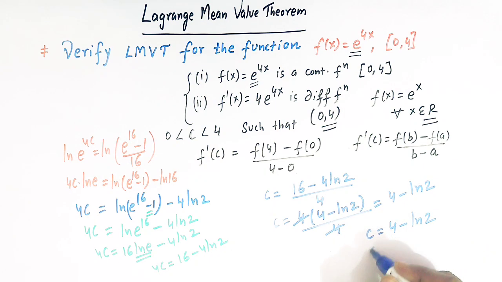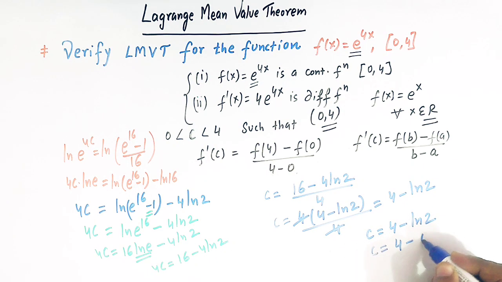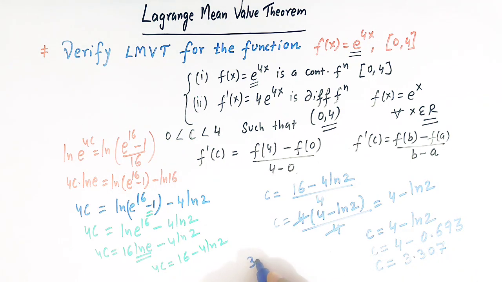So now the value of log of 2 is 0.693, right? So the approximate value of log of 2 is 0.693, and if we subtract 4 minus 0.693, we'll get 3.307, right? And this value, that is 3.307, belongs to the open interval 0 comma 4, right?